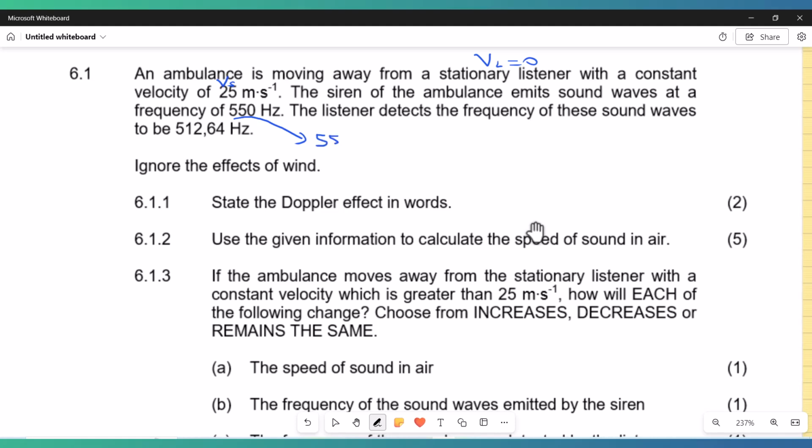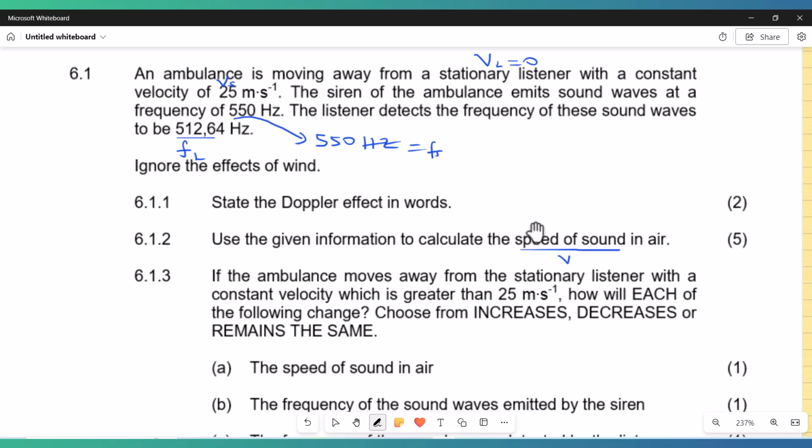What about the one which is detected? That is our F listener, the 512. Okay, 512 is our F listener, and 550 is our F source. So which must we calculate? They say here the speed of sound in air, so we're looking for V in our formula.